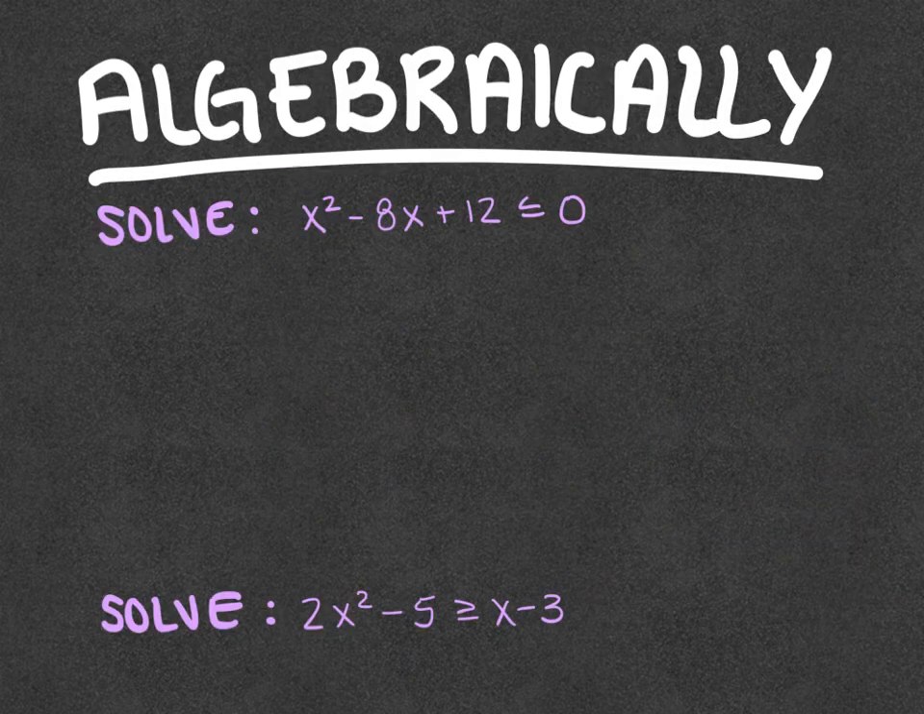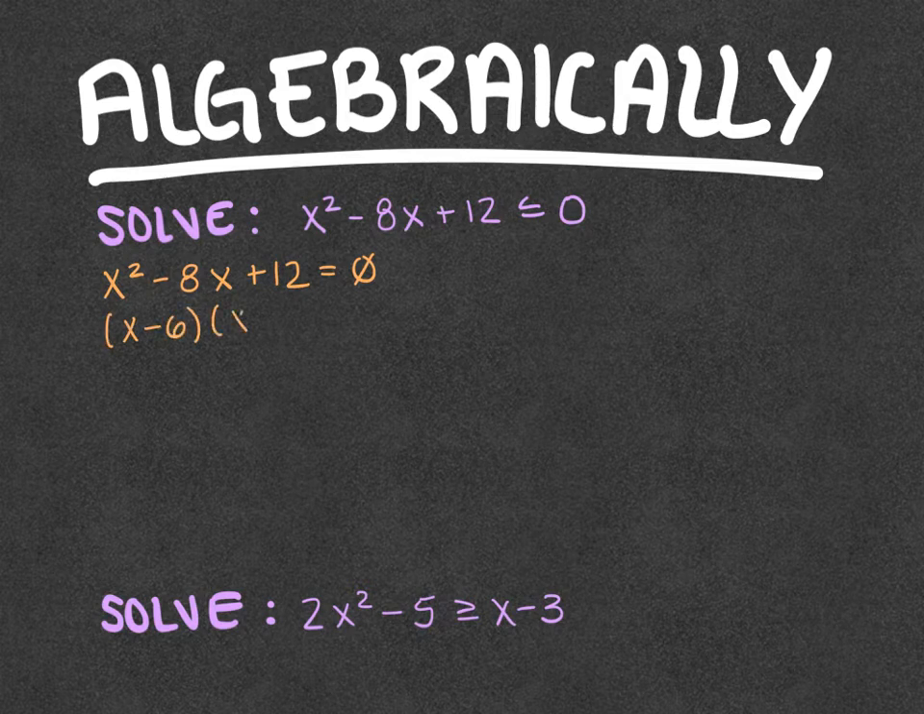So let's solve this algebraically. If I have x squared minus 8x plus 12 is less than or equal to 0, the first thing I'm going to do is figure out when this equation is equal to 0. Graphically, we're really thinking about when this parabola is crossing the x-axis. So I'm going to solve this just like we've learned before, using factoring. If I factor, I get x minus 6 and x minus 2, which means that x is equal to 6 and 2.